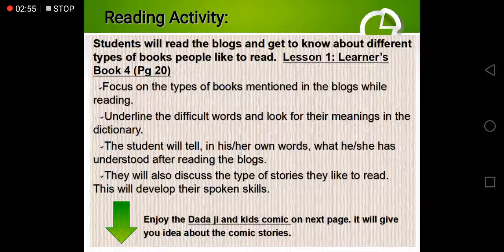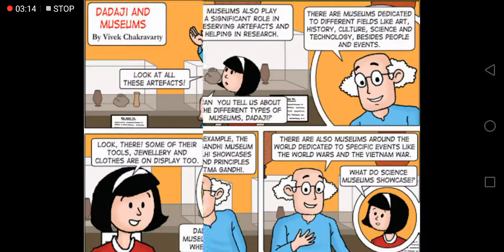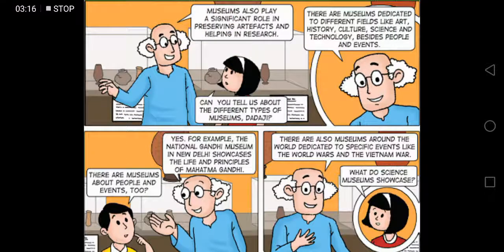Over here, I have shared a comic book story from the internet, and please enjoy the Dadaji and Kids comic on the next page. It will give you an idea about the comic stories. You can see that there are some captions given with some cartoon strips. You can read it and enjoy.